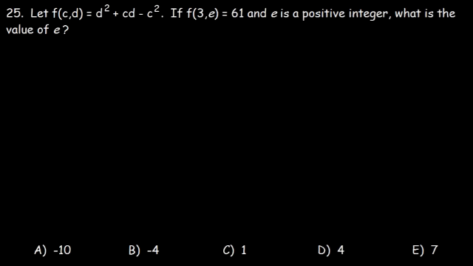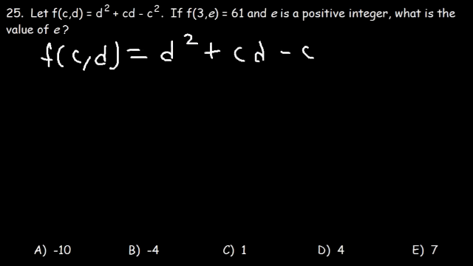25. Let the function f of c comma d be equivalent to d squared plus cd minus c squared. If f of 3 comma e is equal to 61 and e is a positive integer, what is the value of e? So let's start with the first equation that we have. The function is equal to d squared plus cd minus c squared. And we know that f of 3 comma e is equal to 61.